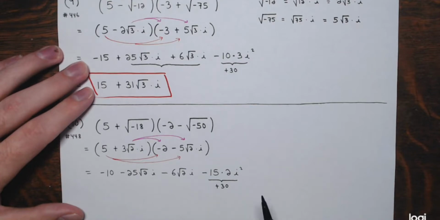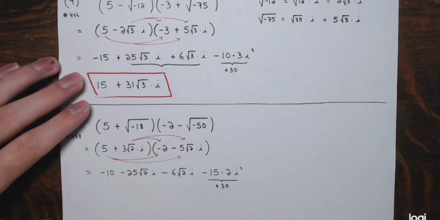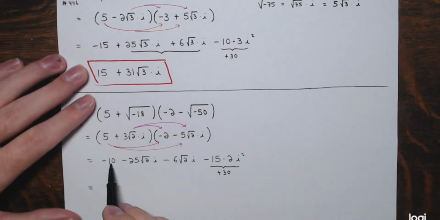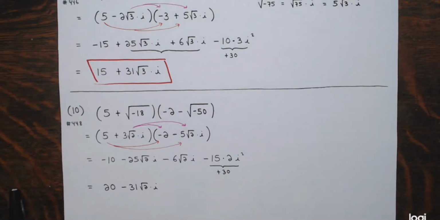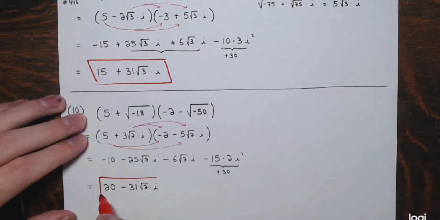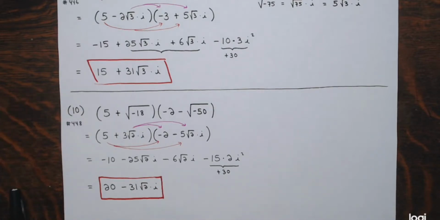Again, right? It's not always going to happen. It just happened for these two examples that they ended up being positive 30. And then we combine our terms. Negative 10 with 30 makes positive 20. And then these two, negative 25 times the square root of 2 times I, minus 6 times the square root of 2 times I, makes negative 31 times the square root of 2 times I. And there you go. There's the final result in that standard form for a complex number. And I leave it to you to check. Great. Alright, next question.